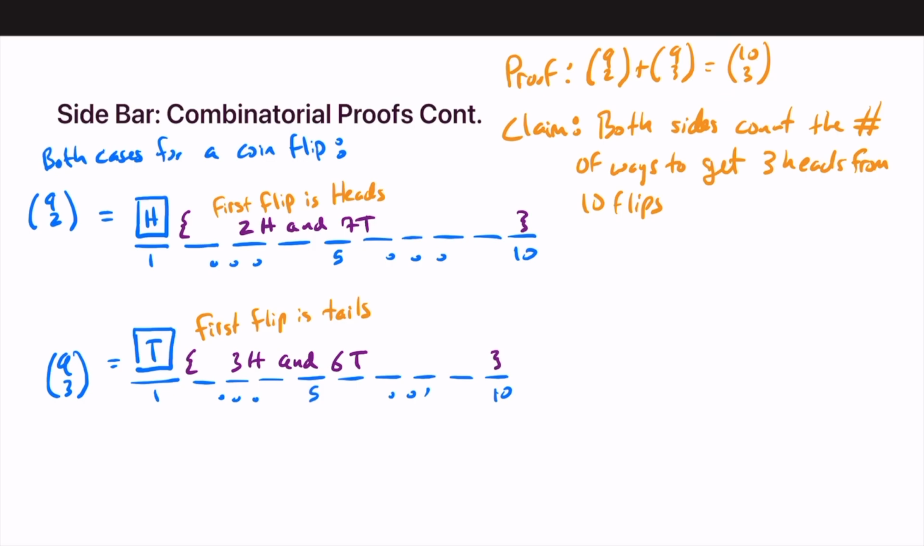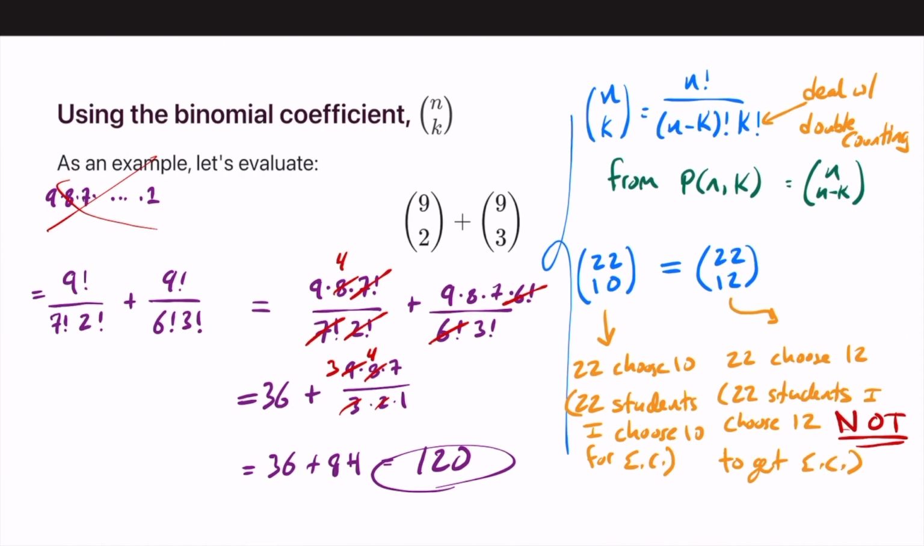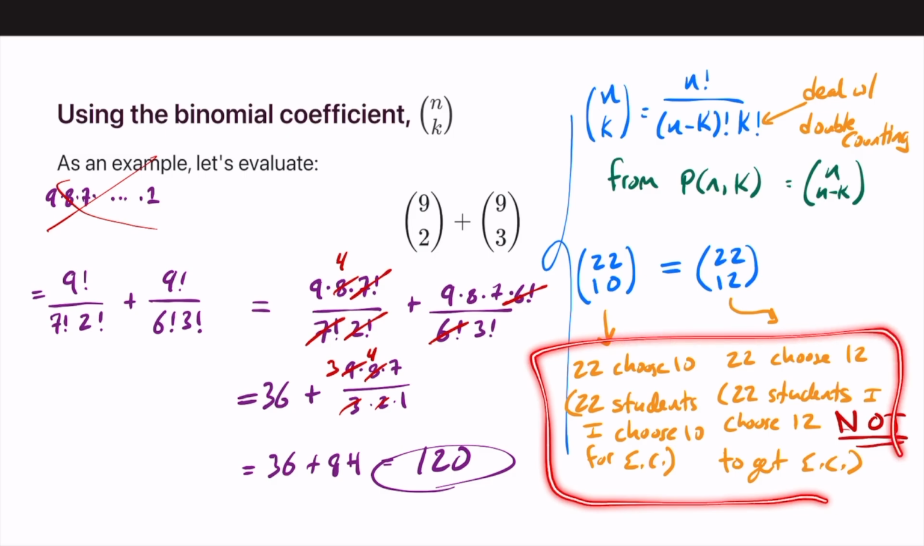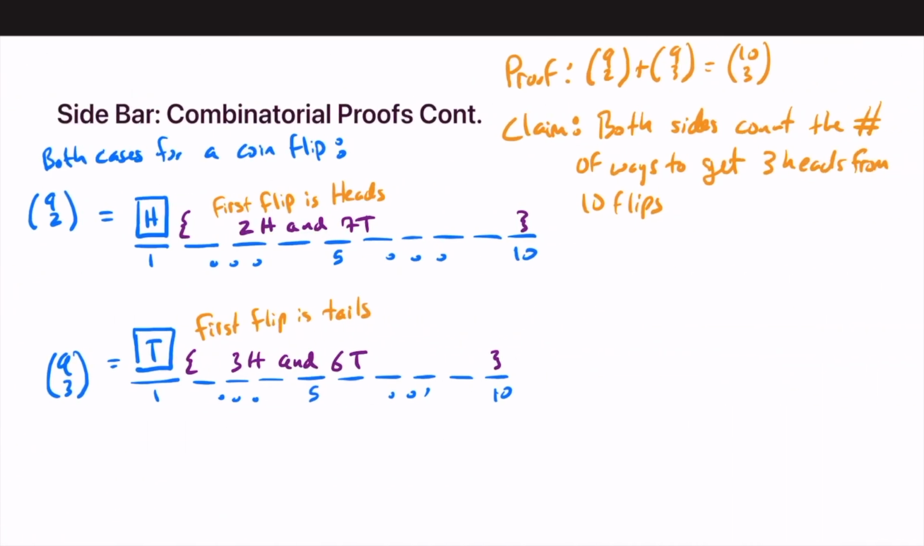So the key idea to keep in mind is that 9 choose 2 plus 9 choose 3 and 10 choose 3 are counting the same exact thing. And this goes back to that very first example right here, this logical leap. So let's maybe write this out, let's do it in green. So 9 choose 2 plus 9 choose 3 is the same thing as 10 choose 3.